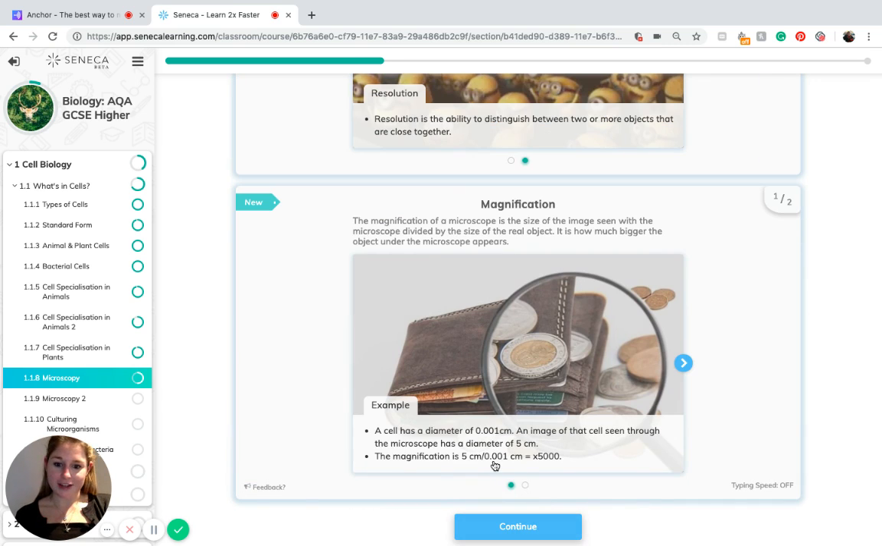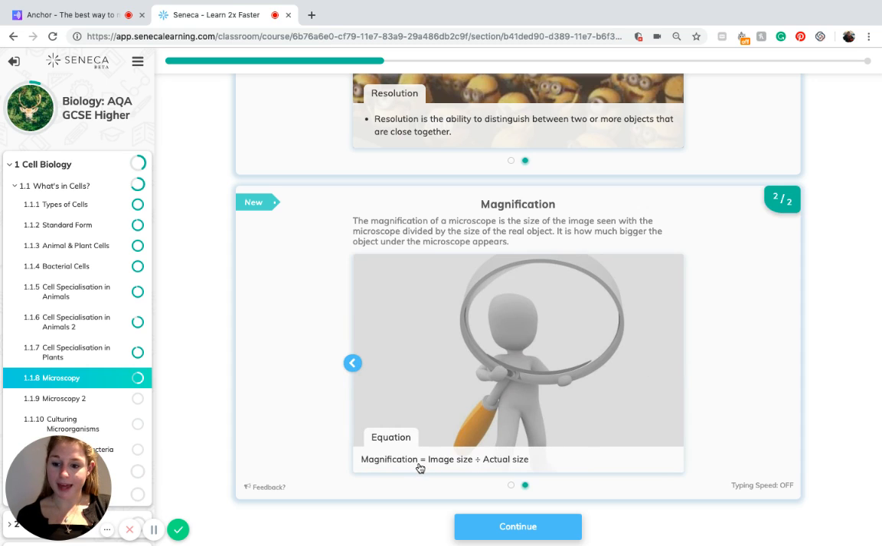An example of magnification is that a cell has a diameter of 0.001 centimeters. An image of that cell seen through the microscope has a diameter of 5 centimeters. So the magnification is the relationship between the size of the image seen with the microscope, which is 5 centimeters, and the size of the real object, 0.001 centimeters. We work out the magnification by dividing the image size, 5 centimeters, by the real object, 0.001 centimeters, to get times 5,000.